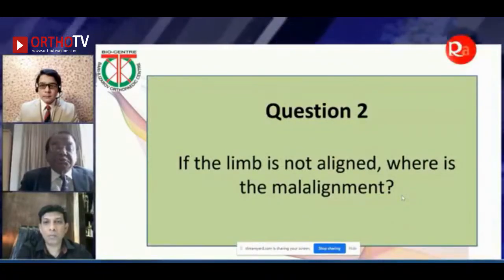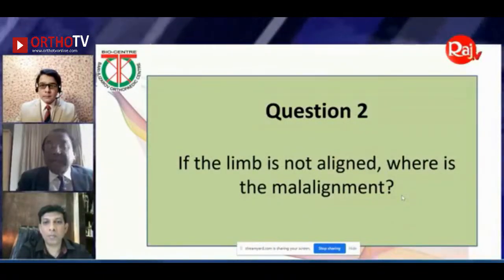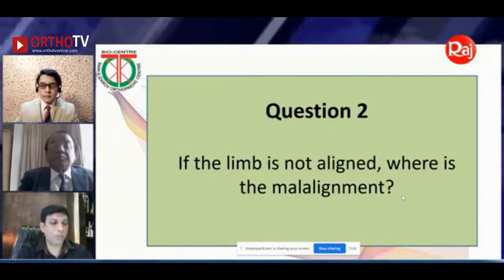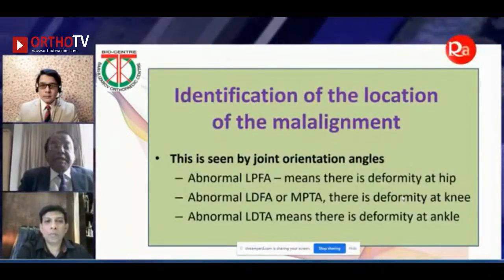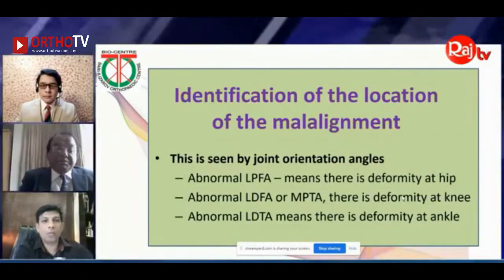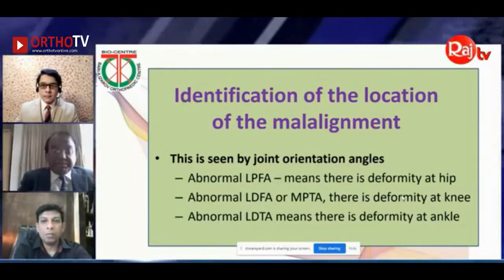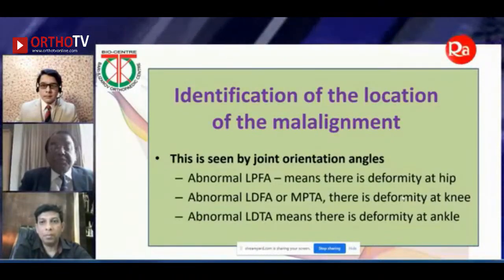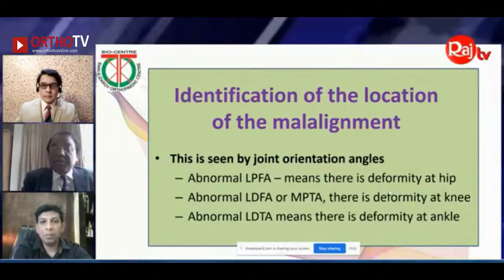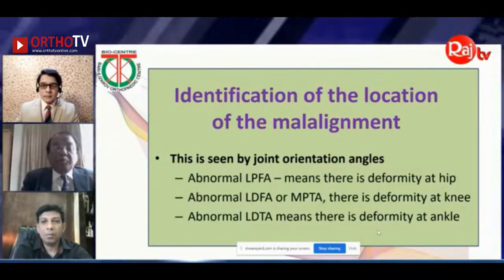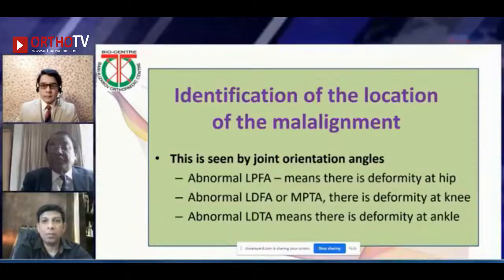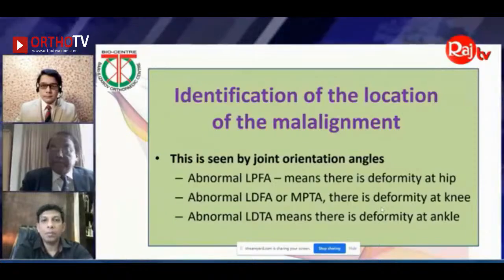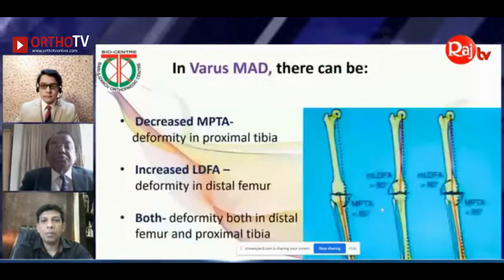Now, question number two: if the limb is not aligned, where is the malalignment? If you see your limb is not aligned, you have to find out the malalignment. The location of the malalignment is identified by joint orientation angles. What are the angles? An abnormal LPFA means there is a deformity of the hip, as I showed you earlier. An abnormal LDFA or MPTA means there is deformity at the knee, and LDTA, deformity at the ankle. So these are the four angles you should know.